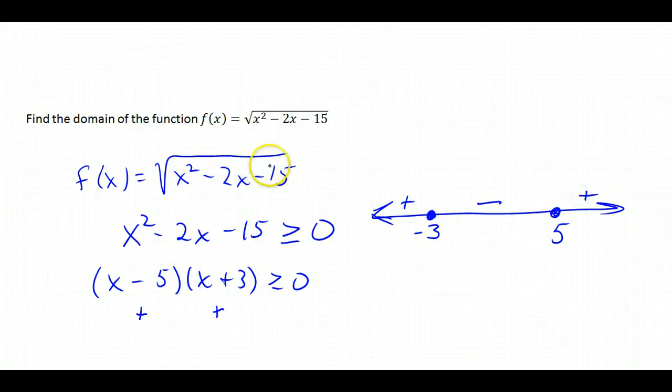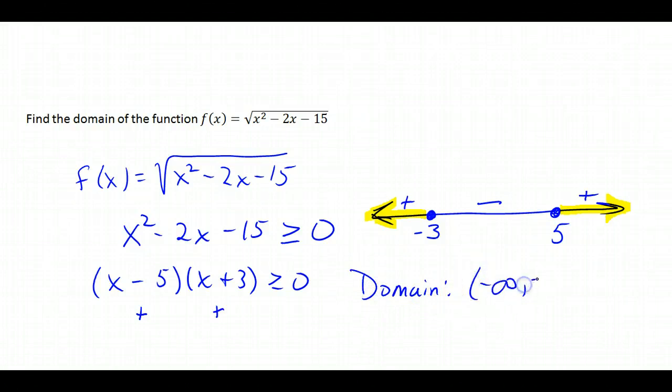Well, since I can only take the square root of things that are greater than or equal to 0, that means that my domain is going to be less than or equal to negative 3 and greater than or equal to 5. So that's what we say: negative infinity to negative 3, and 5 to infinity.